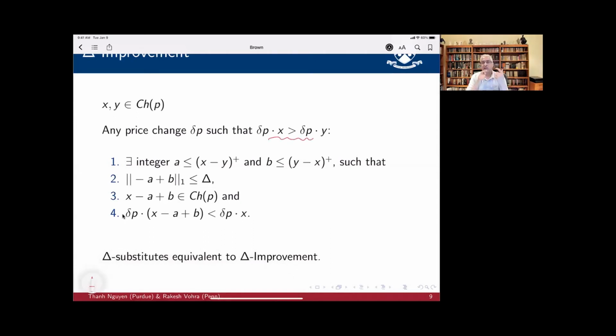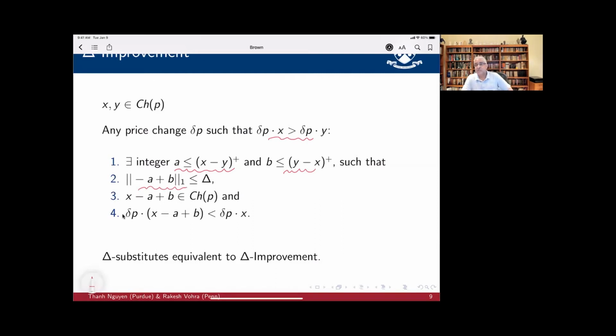So initially, you're indifferent between X and Y. I now make a change in the price vector. If I make that change, then this improvement property requires the following. You can find an integer vector A that lives in the positive part of X minus Y, meaning you can find a subset of objects that lives in X, but not Y. You can find a subset of objects that lives in Y, but not X.